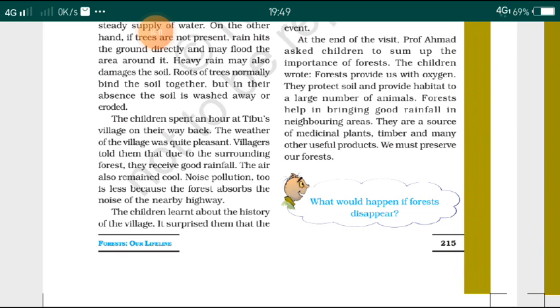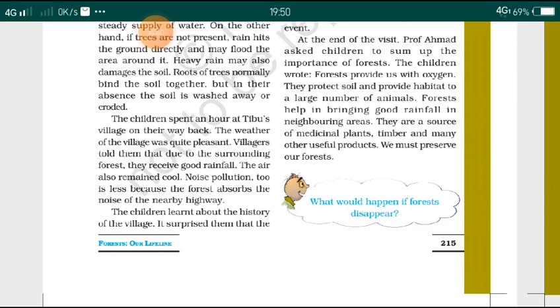The children spent an hour at Tibu's village on their way back. The weather of the village was quite pleasant. Villagers told them that due to the surrounding forest, they receive good rainfall. The air also remained cool. Noise pollution too is less because the forest absorbs the noise of the nearby highway.